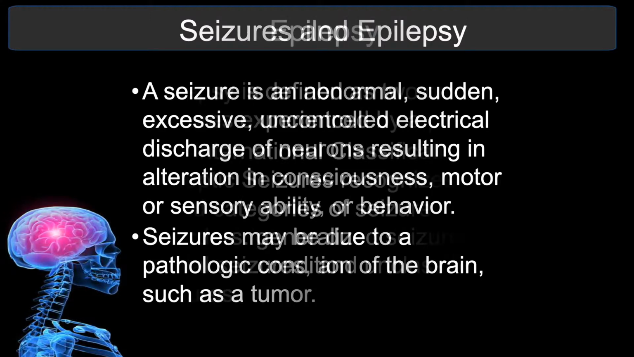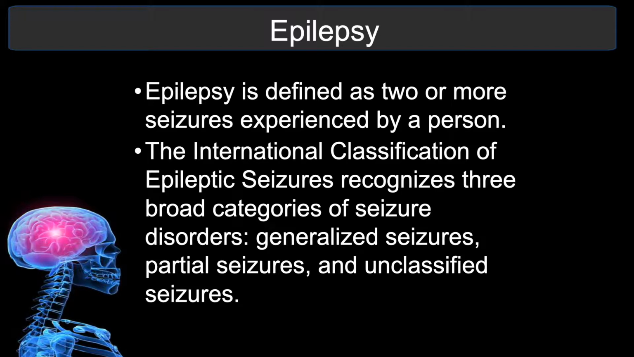On the other hand, epilepsy is defined as two or more seizures experienced by a person. The International Classification of Epileptic Seizure recognizes three broad categories of seizure disorders: generalized seizures, partial seizures, and unclassified seizures. Partial seizures are also called focal or local seizures, and they begin in part of one cerebral hemisphere. These types of seizures can further be subdivided into two main classes: complex partial seizures and simple partial seizures.